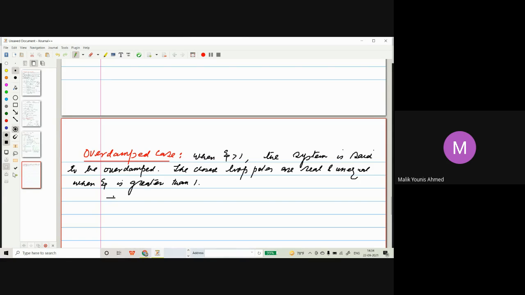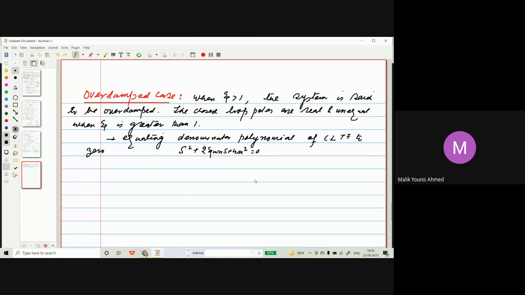So, equating the denominator polynomial of the closed loop transfer function to 0. That means s square plus 2 xi omega n s plus omega n square should be equal to 0. So that will give us the closed loop poles.